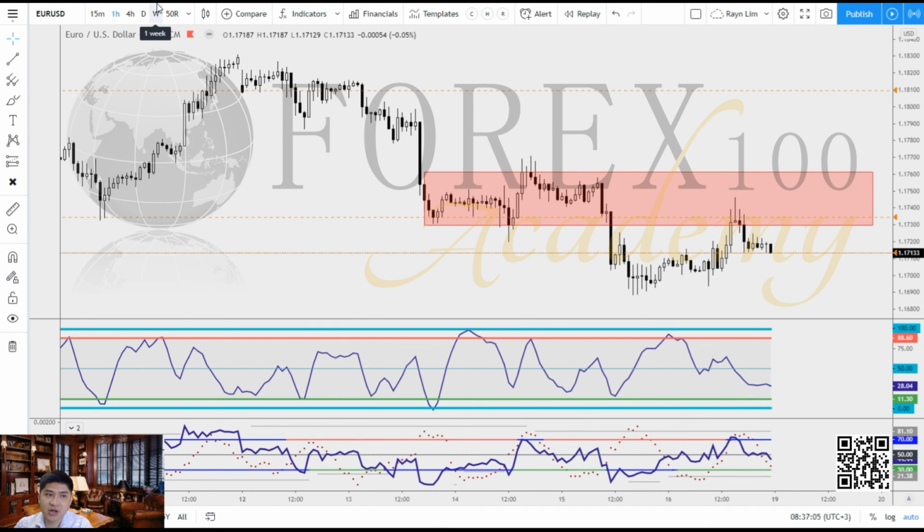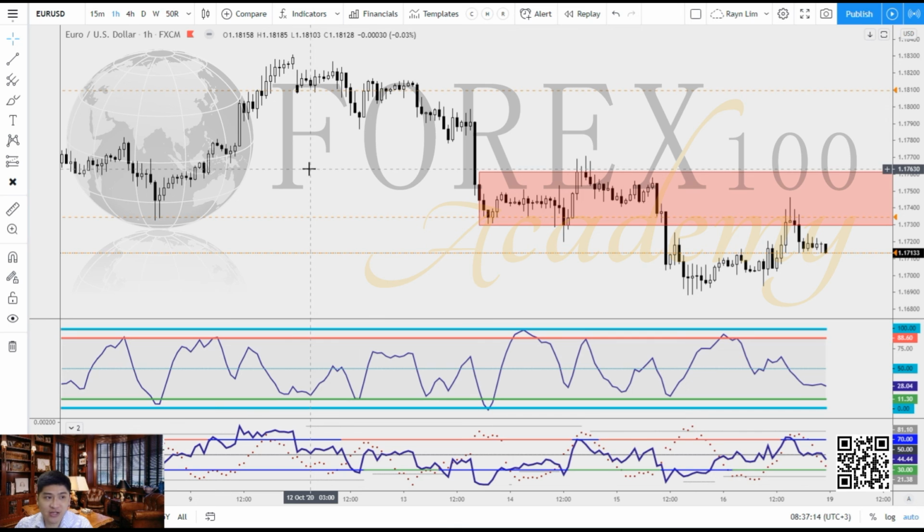All right, so that's pretty much what I have for you today. For euro, I am biased towards the bearish side, and remember always plan your trade and trade your plan.